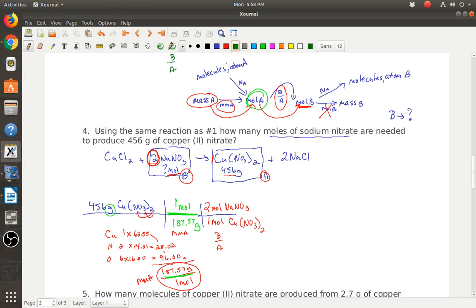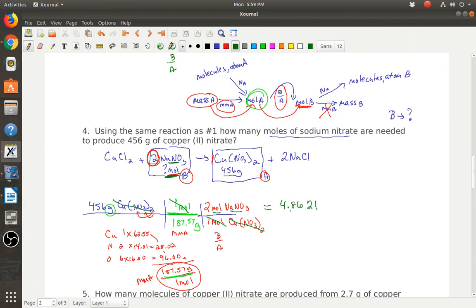Cancel units. Copper 2 nitrate can now cancel with copper 2 nitrate. 1 mole can cancel with 1 mole. So I have moles of sodium nitrate. That's what I want. I want moles of molecule B, which is sodium nitrate. So it's just 456 divided by 187.57 times 2.